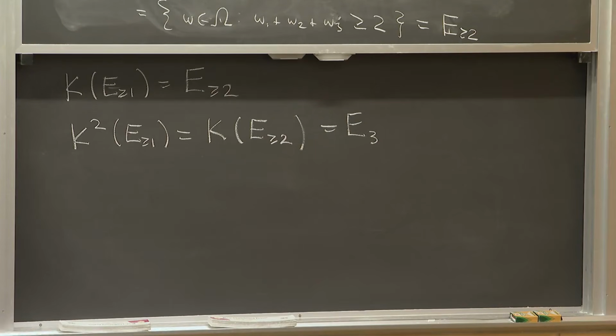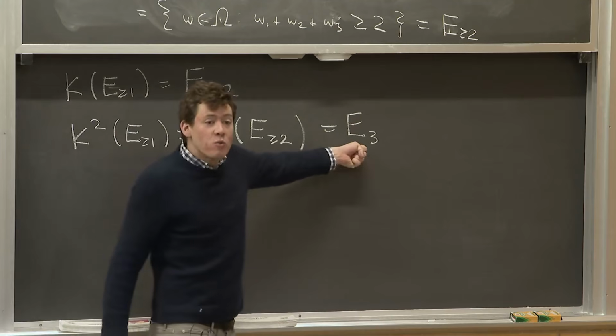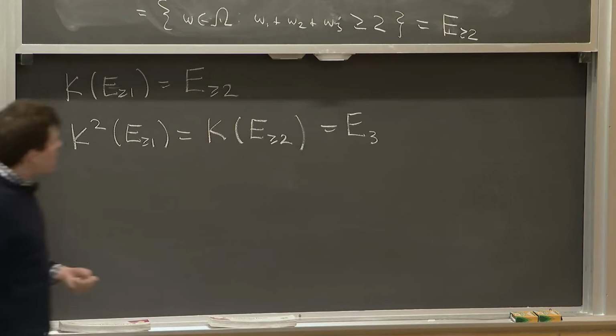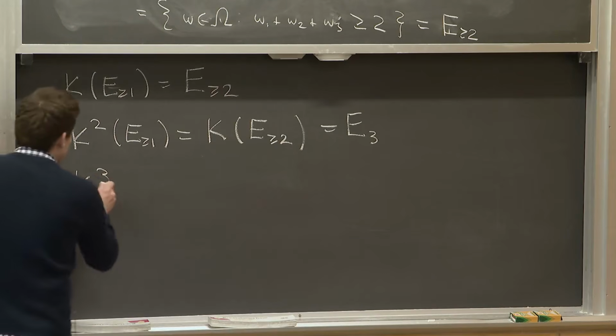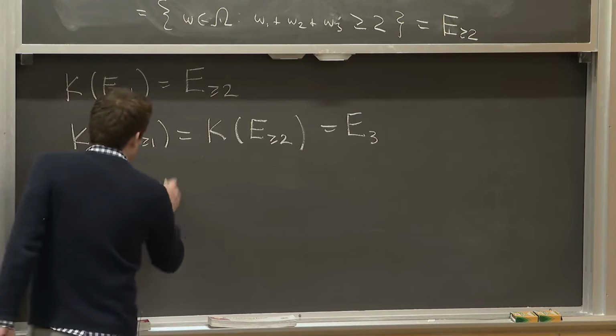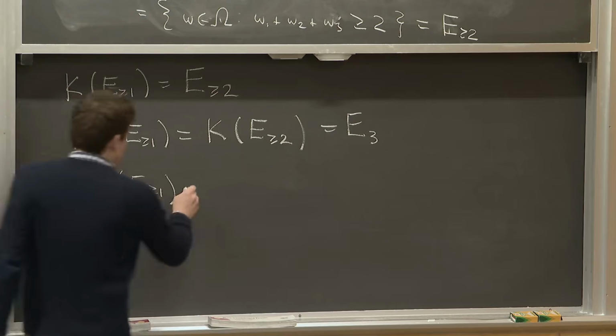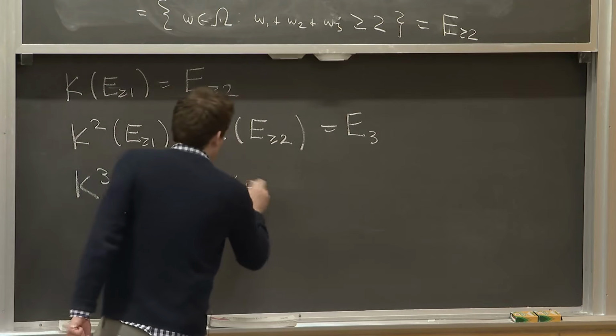Because if anyone's hat was white, then a person seeing that white hat would only be seeing one red hat, and they wouldn't be certain that there are at least two red hats. Okay. So now, final step, what is K3 of E greater than or equal to 1? This is K of E3.